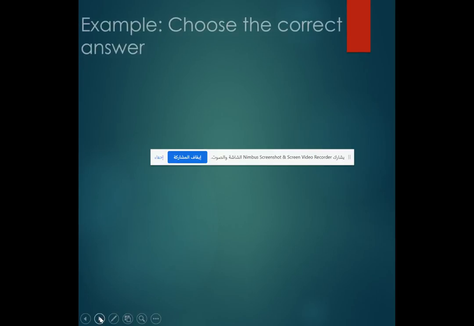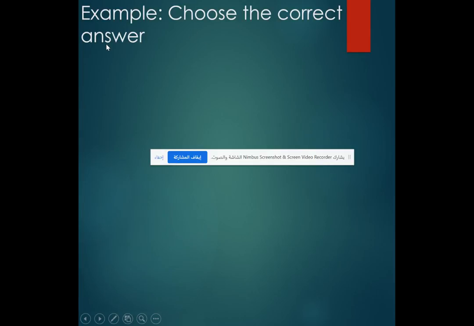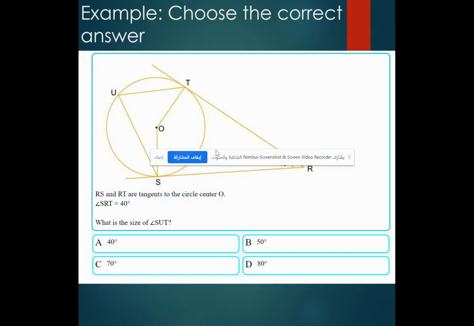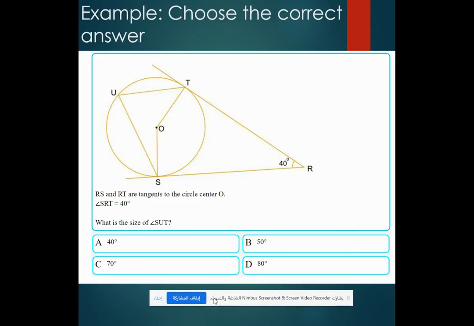Which is the following example. Choose the correct answer. You have that shape, and it is from before. You can see that this tangent is perpendicular to the radius always. And this tangent SR is perpendicular to the radius SO always. That means they are making 90 degrees. 90 and 90 is 180, that will make the shape TOSR a cyclic quadrilateral. He is asking now to find the size of the angle SUT.